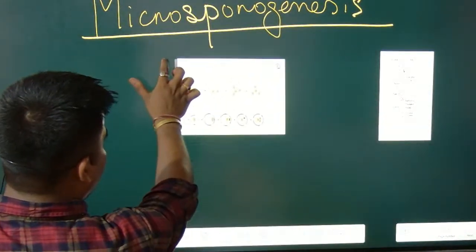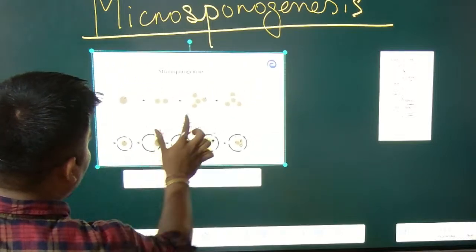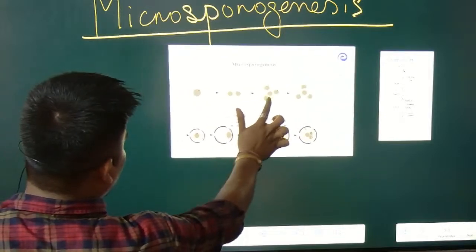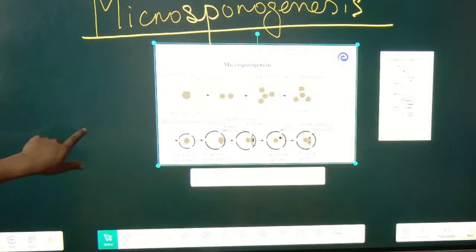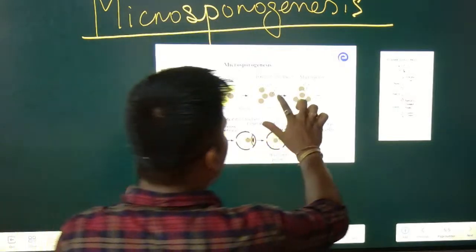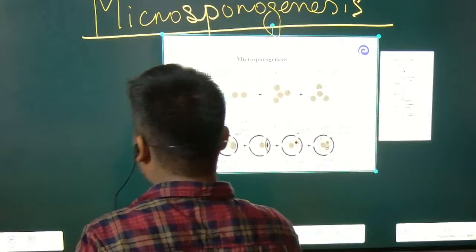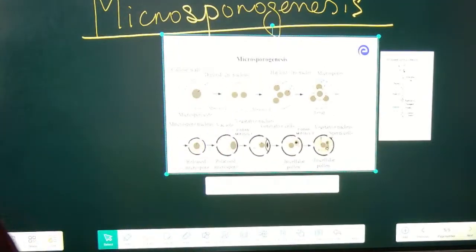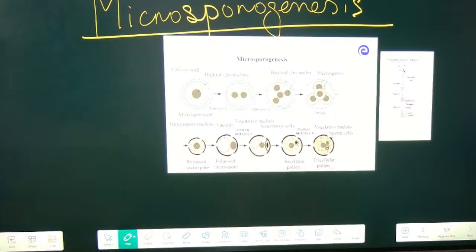Do you have a clear idea about meiosis and mitosis? Okay, so we should have a clear idea about meiosis and mitosis. So what do you know about meiosis and mitosis? Any idea? 2n and 1n. So what does 2n actually mean? No idea?